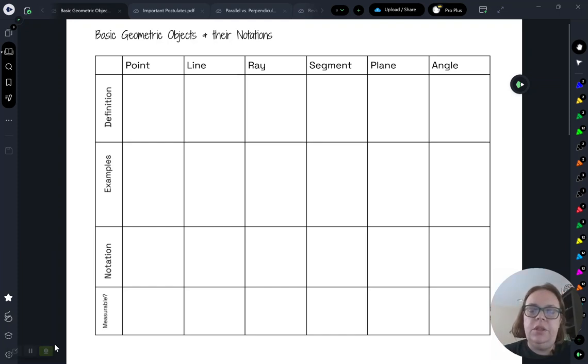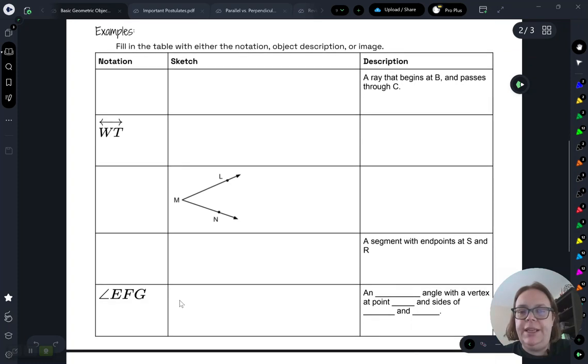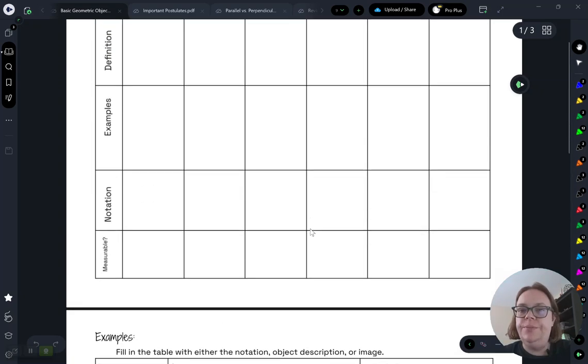So this video is going to be looking at some basic geometric objects and their notations for geometry. So this sheet will have places for you to write the definition, draw examples, just write down how you write the notation, and discuss whether it is measurable or not. The sheet will also have a set of examples where you're going to have to fill in either the notation, the object description, or an image or a sketch.